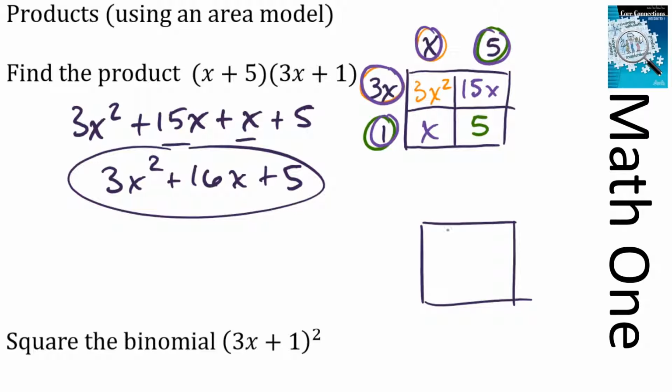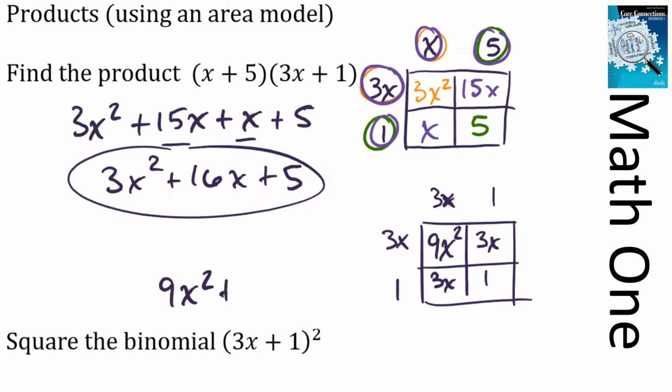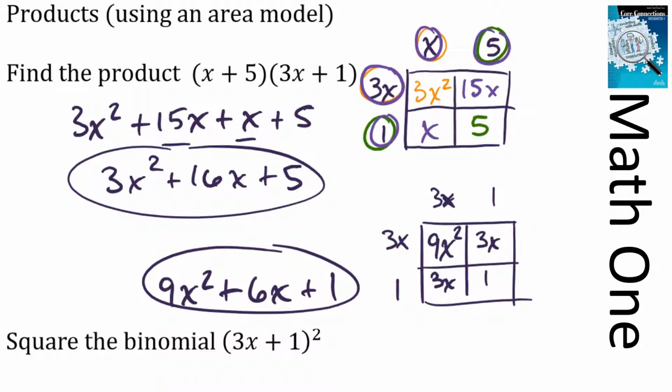So think about this. I've got the 3x and a positive 1, and I've got a 3x and a positive 1. So this particular box is 9x squared, since 3x times 3x is 9x squared. This is a 3x, this is a 3x, and 1 times 1 is 1. So if I combine like terms, I end up with 9x squared plus 3x, and 3x is 6x, and then plus a 1. So that is the product of 3x plus 1 times 3x plus 1.